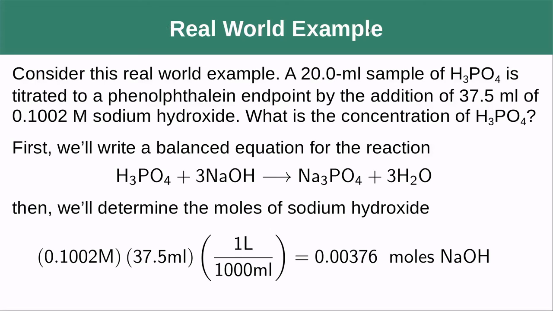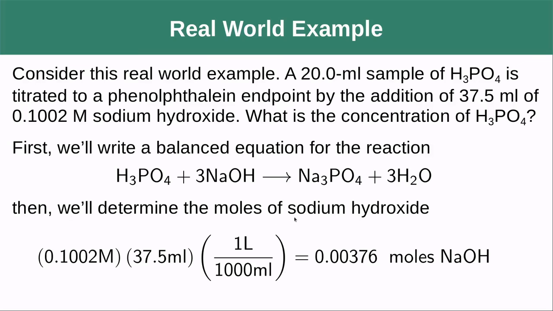Now let's consider a real-world example. A 20 milliliter sample of phosphoric acid is titrated to a phenolphthalein endpoint by the addition of 37.5 milliliters of 0.1002 molar sodium hydroxide. What is the concentration of the phosphoric acid? First, we'll write a balanced equation for the reaction. We have our phosphoric acid. We're going to require 3 equivalents of sodium hydroxide for every one of those because we've got a triprotic acid here, and we're going to form sodium phosphate and 3 water molecules.